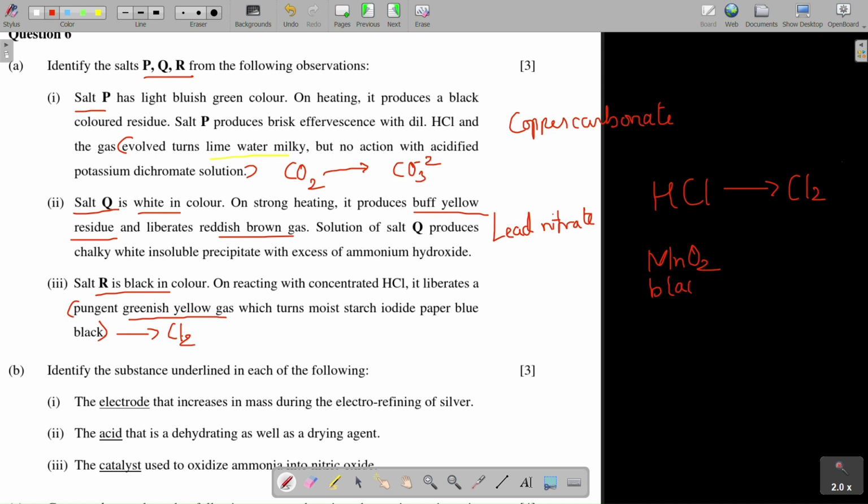MnO2 is black in color and it's an oxidizing agent. So it oxidizes HCl to chlorine gas. So this should be your manganese dioxide.